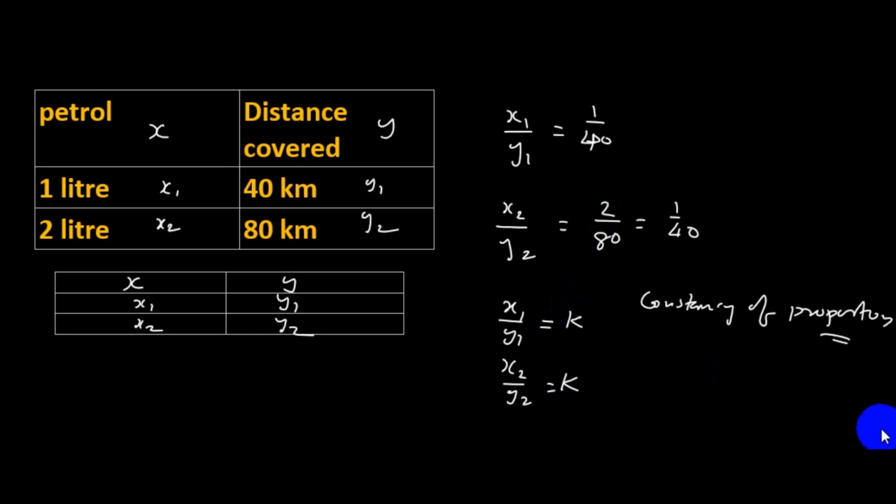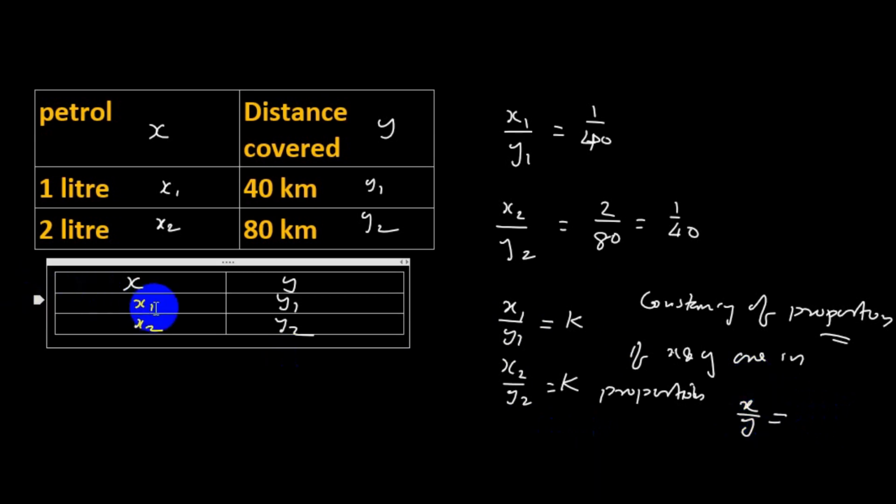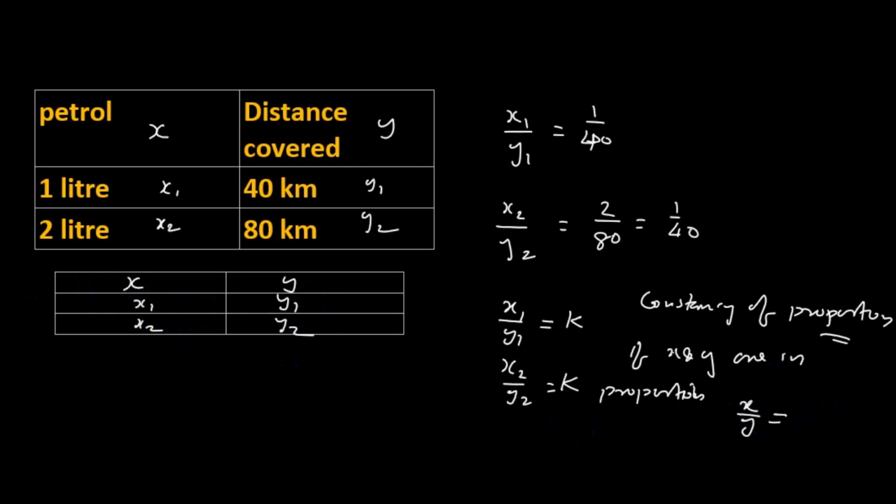Therefore, if X and Y are in proportion, what result do we get? Instead of saying X1 by Y1, X2 by Y2, X3 by Y3, we say generally X divided by Y. That means the value obtained here divided by the corresponding value there is always a fixed number. X by Y is equal to K.